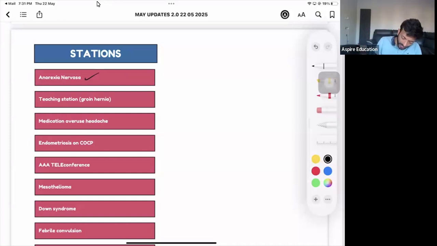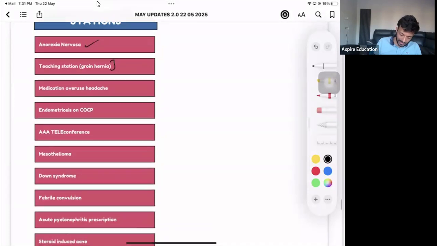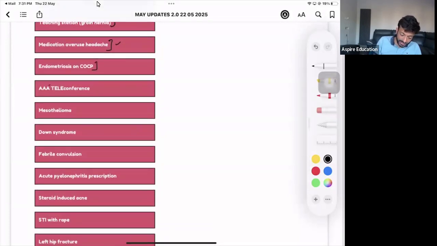Okay. Teaching station, inguinal-scrotal examination teaching, same as medication overuse headache, we discussed. Endometriosis on COCP, very old scenario. AAA, abdominal aortic aneurysm. Guys, this station, I've seen a lot of candidates struggling.